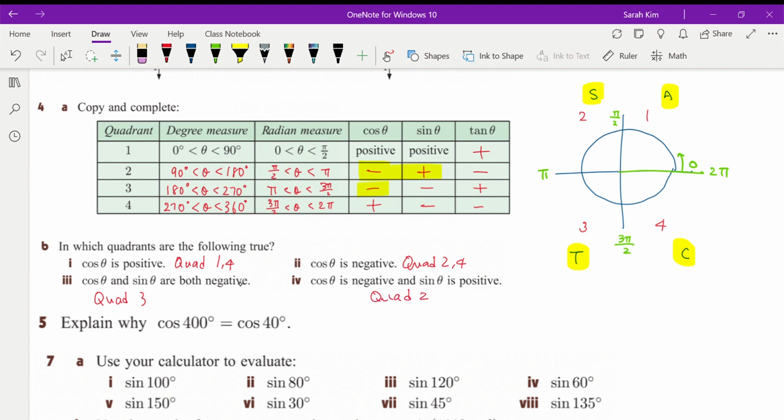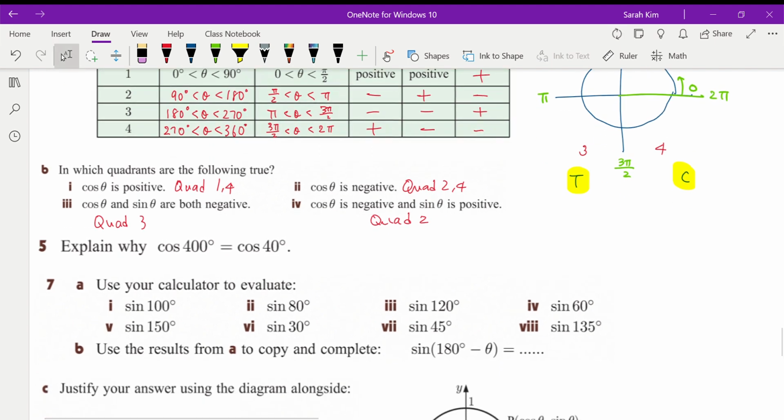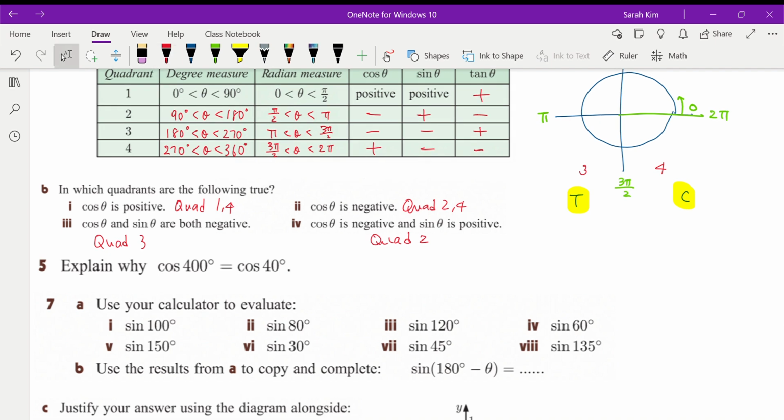Done. So it was just looking at those and figuring out those values. Alright, 5 is talking about explain why cos 400 and cos 40 are the same. Well, thinking about the unit circle and thinking about the periodicity, I did say that you start from over here. Cos 40 is going to be between 0 and 90 degrees, so let's say about there, that's 40 degrees.